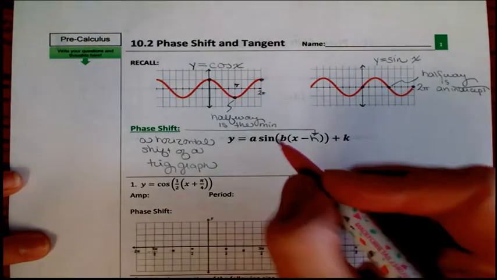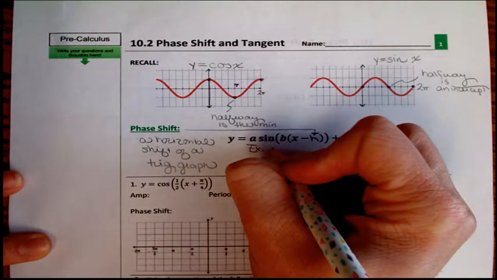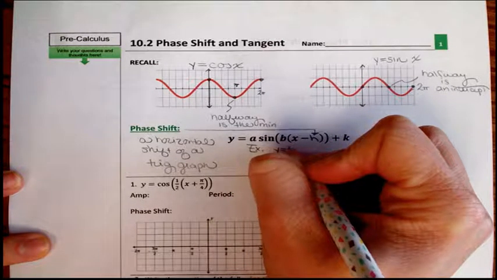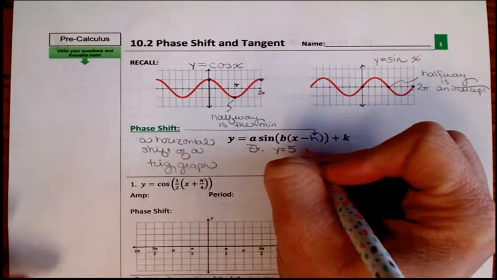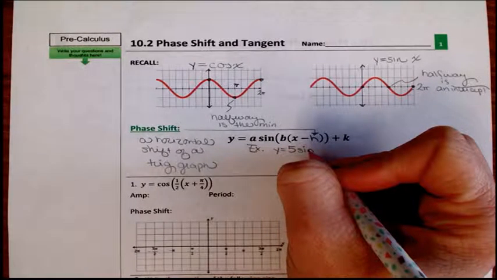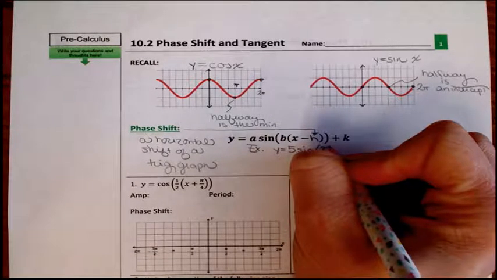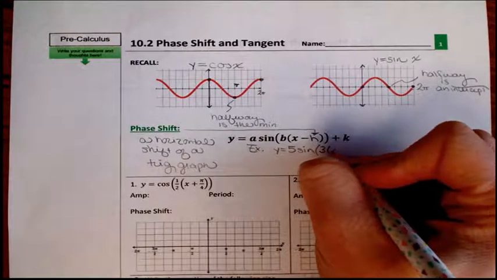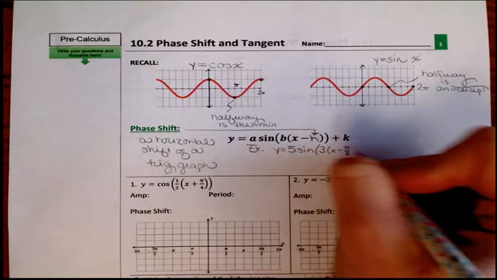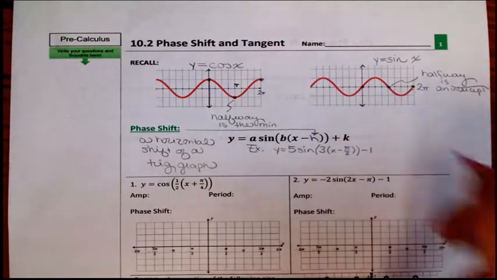Okay, so let's look at an example. Let's say, for example, that we had y equals 5 sine, and then inside parentheses here we'll have 3 for our B value, and inside of parentheses again we have x minus pi over 2, and then minus 1.